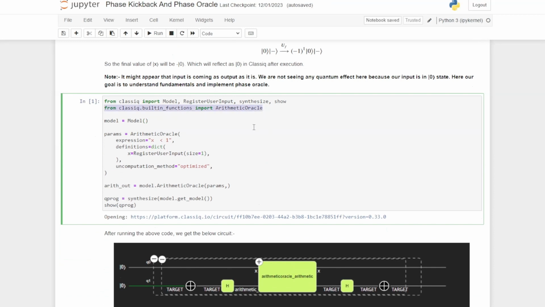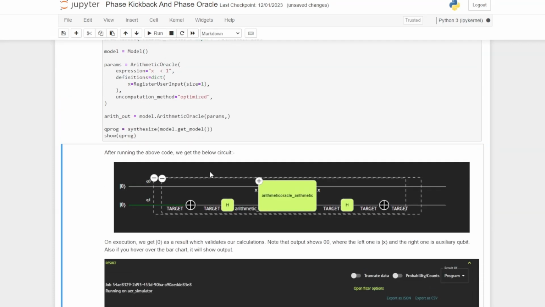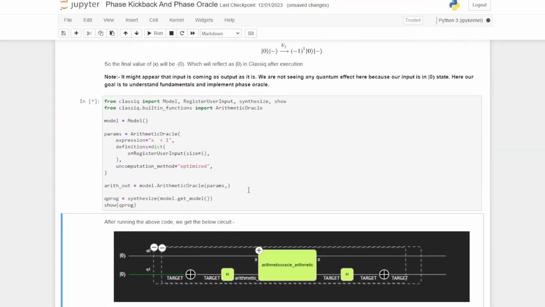But for now, let's see how to implement phase oracle to get an understanding of the SDK. Here I have imported arithmetic oracle, and the expression I am passing is x less than 1. On the input qubit side, I want one, meaning this q0, and its name is x input register. Then I apply the arithmetic oracle, and this part is handled by the arithmetic oracle. Then I will synthesize and execute it. First it will just synthesize, and we will execute in the browser here.